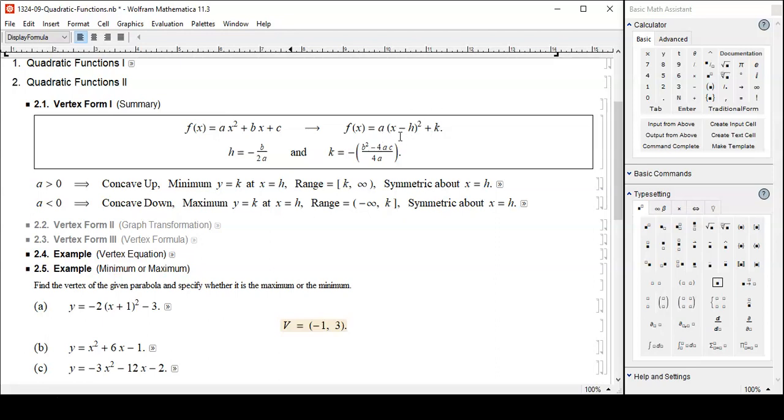This vertex equation already comes with a negative. We have x minus h, here x plus 1, so we need an extra negative here. So h is negative 1. Oh, we have negative 3 here. So okay, that's the vertex.